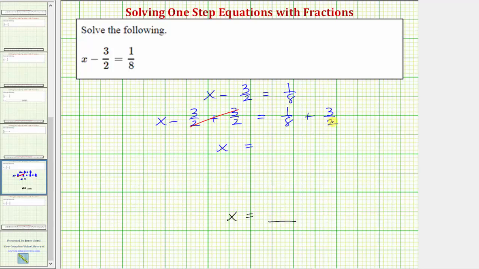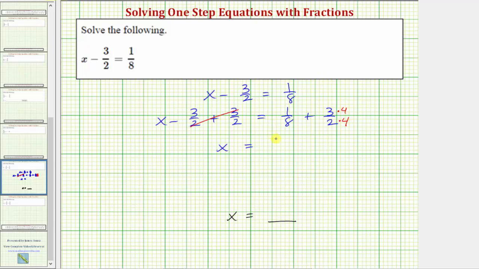In order to add the fractions, we need to obtain a common denominator, hopefully the least common denominator, which should be the least common multiple of 2 and 8. Because 8 is the least common multiple of 2 and 8, 8 is the least common denominator, and therefore we need to write 3/2 as an equivalent fraction with a denominator of 8. Because 4 times 2 equals 8, we'll multiply the numerator and denominator of 3/2 by 4.